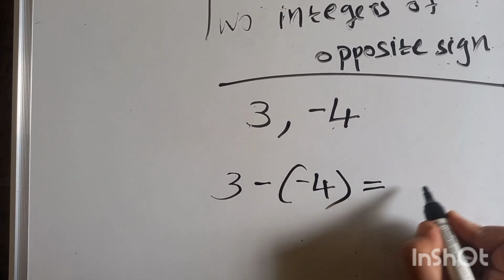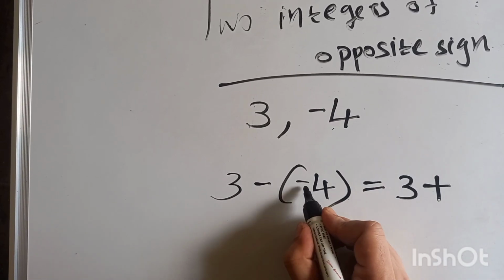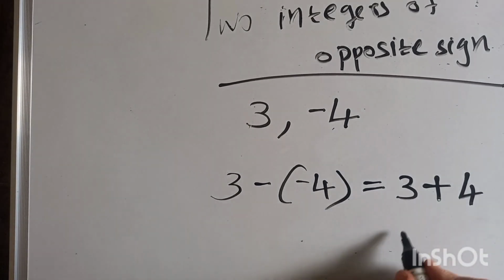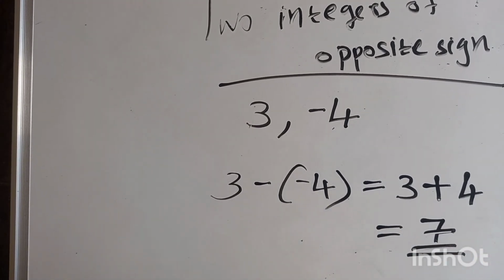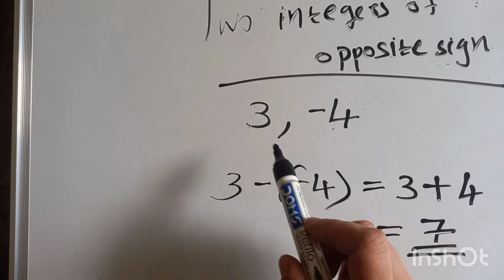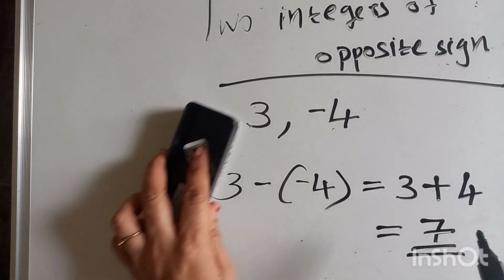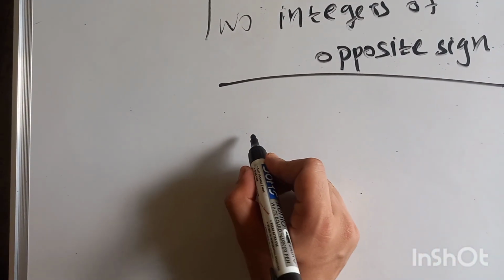So here, instead of subtraction it will become addition, and reverse the sign of the second number. Negative 4 will become positive 4. So 3 plus 4, the answer will be 7. So this is how you subtract two integers of opposite sign. Now I will take the first number as a negative number. I will show another example.